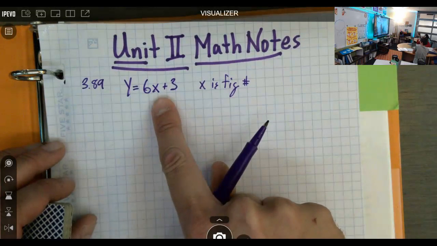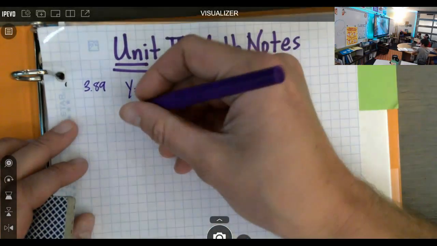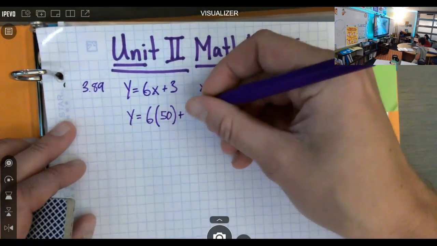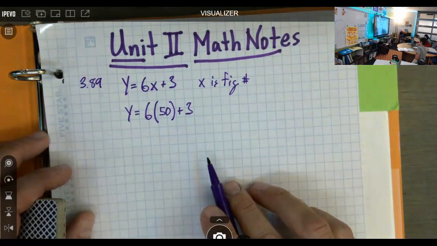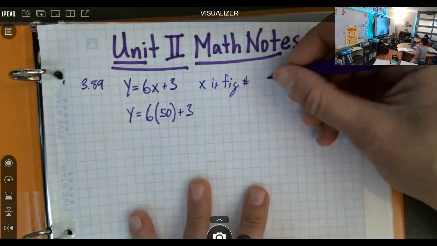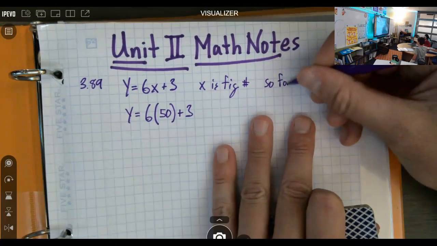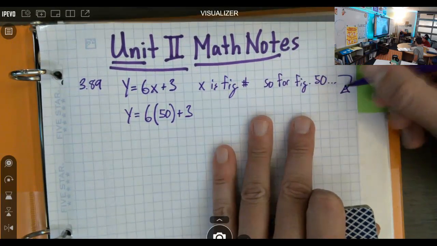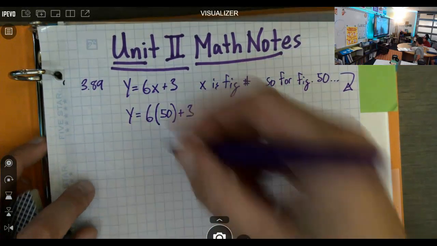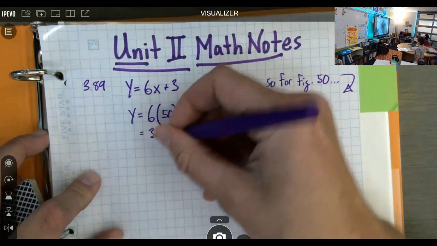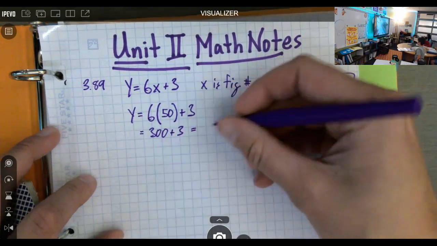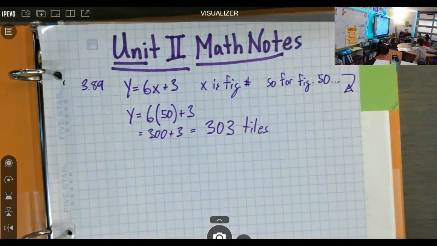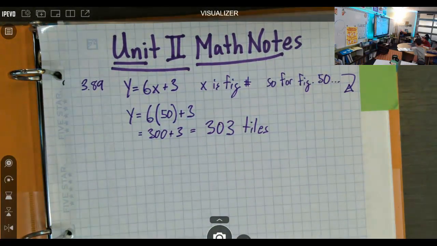We're going to sub in 50 for x since x is the figure number. So we're going to say, all right, y equals 6 times 50. Guys, I know this work isn't that hard, but if you write it, you can reference back to it. And you could also write down what we were doing. So for figure 50, 6 times 50? 300, then plus that extra 3. 303 tiles. Beautiful. Any questions on that?